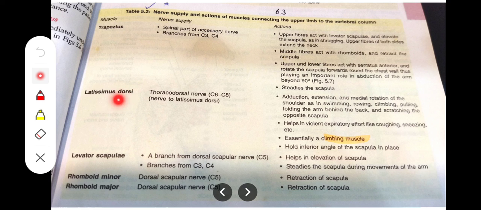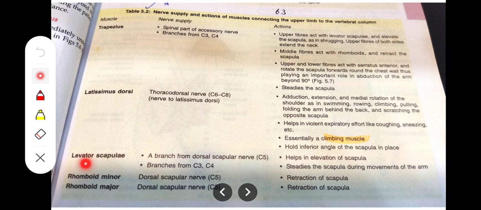So latissimus dorsi is called a climbing muscle, so it will be helping in the adduction, extension and medial rotation. वही एक्शन जो स्विमिंग में यूज़ होते हैं, ठीक है? So स्विमिंग में, रोइंग द बोट में, क्लाइंबिंग में, और you know such actions require the latissimus dorsi muscle, and also in forced inspiration, उसका भी एक important muscle है ये, right? Oh sorry, violent expiratory effort, not the inspiration but the violent expiratory effort में we need the latissimus dorsi.